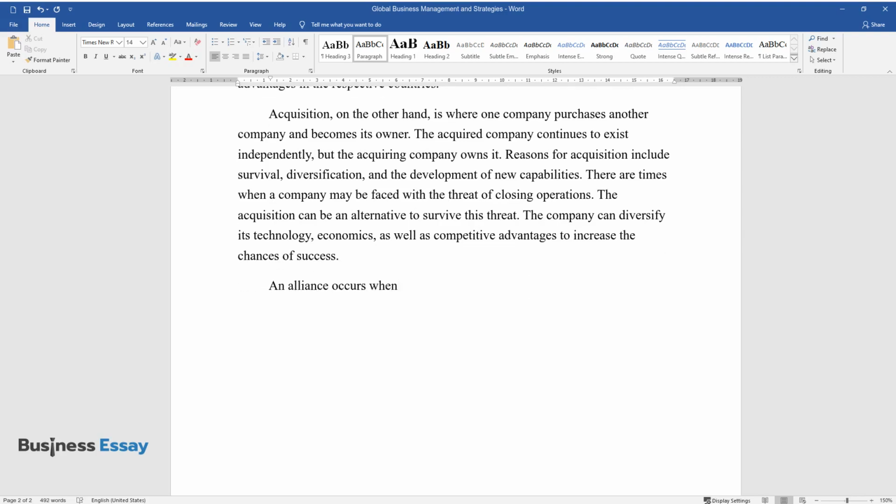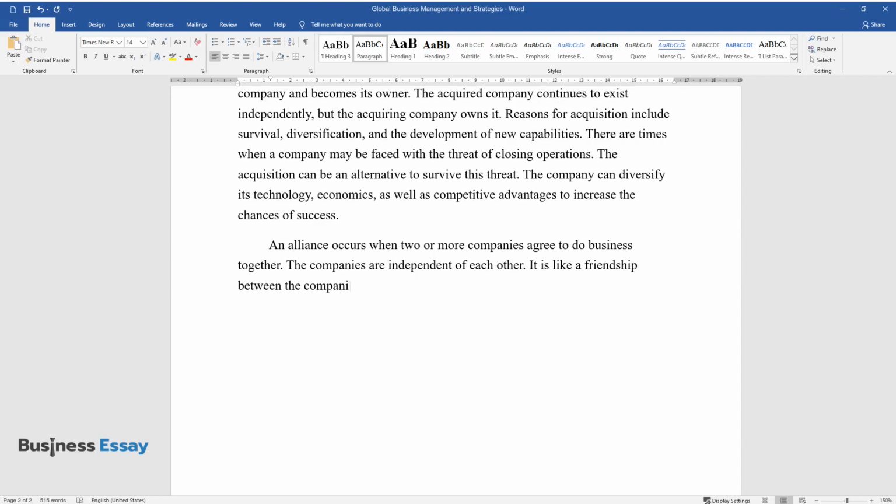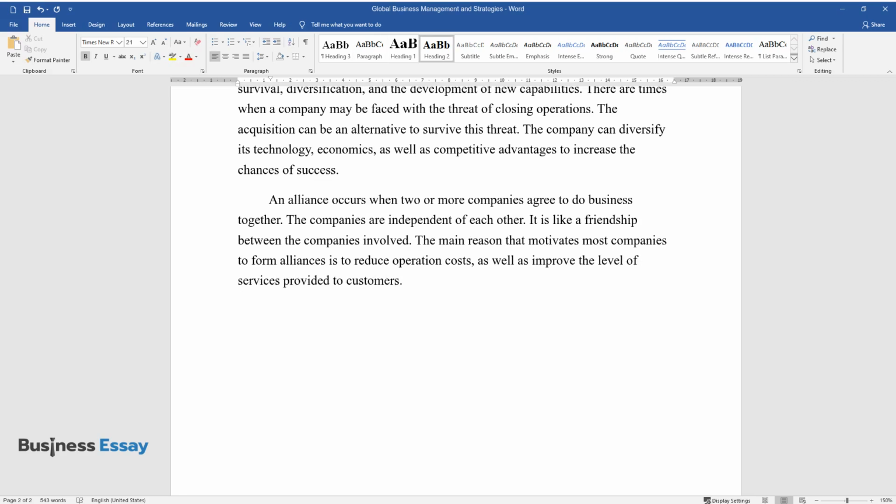An alliance occurs when two or more companies agree to do business together. The companies are independent of each other. It is like a friendship between the companies involved. The main reason that motivates most companies to form alliances is to reduce operation costs, as well as improve the level of services provided to customers.